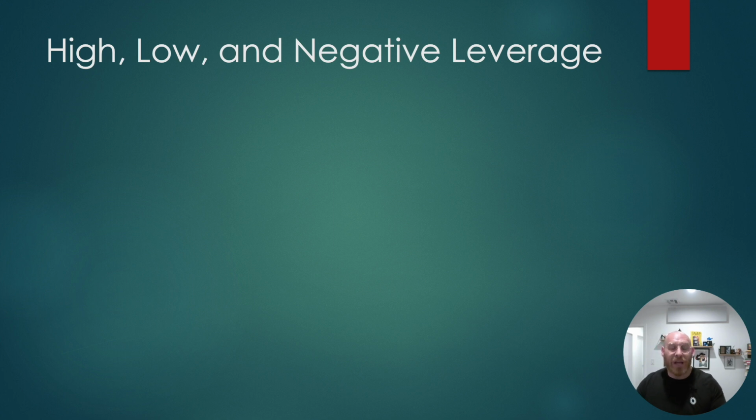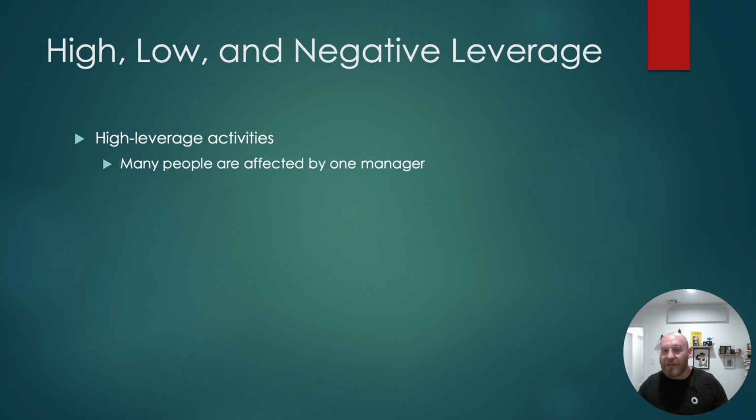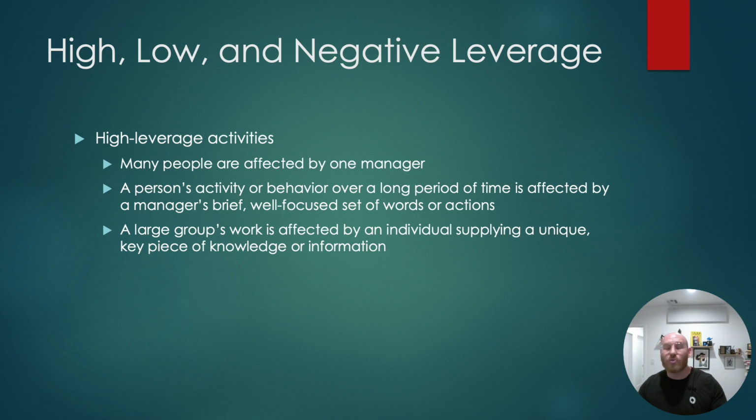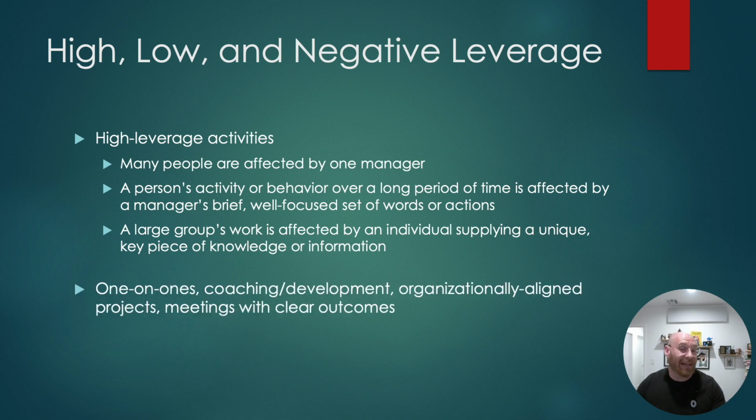Now, according to Grove, high leverage activities are achieved when many people are affected by one manager, a person's activity or behavior over a long period of time is affected by a manager's brief, well-focused set of words or actions, and a large group's work is affected by an individual supplying a unique key piece of knowledge or information. Examples of high leverage activities include one-to-ones, coaching and development, projects that align with organizational objectives, and meetings with clear, actionable outcomes and decisions.